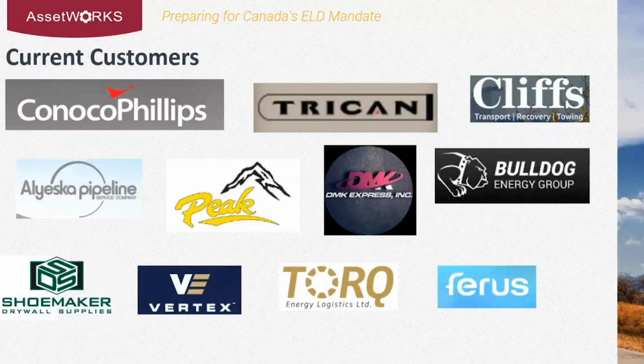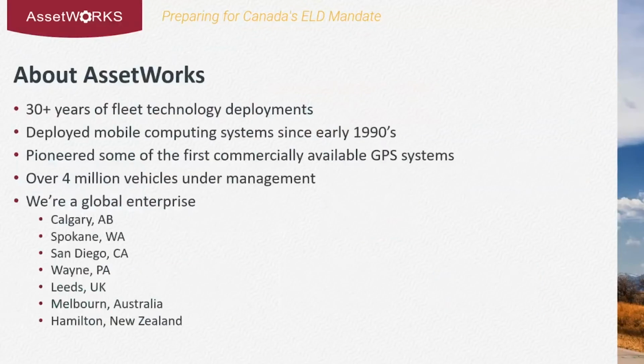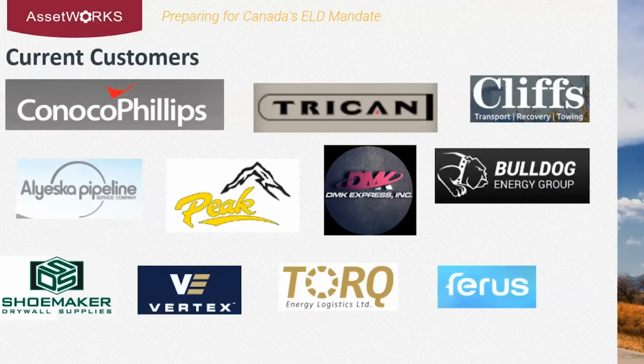And we are a global enterprise. I'm coming to you from the Calgary office, where this product is based out of and supported primarily. But we do also have multiple offices in the United States and also some overseas as well. And just a couple of logos real quick: Trican, ConocoPhillips, Ferris, Torque, some of the more local customers we have. So we're obviously familiar with the Western Canadian marketplace, being from here.